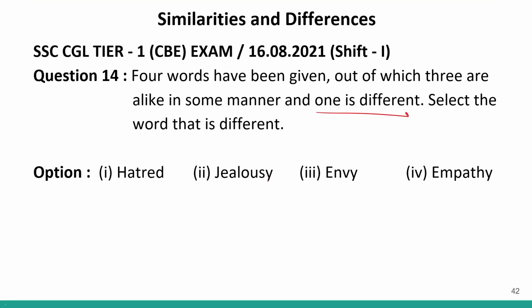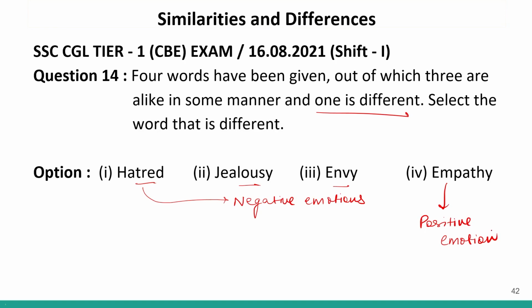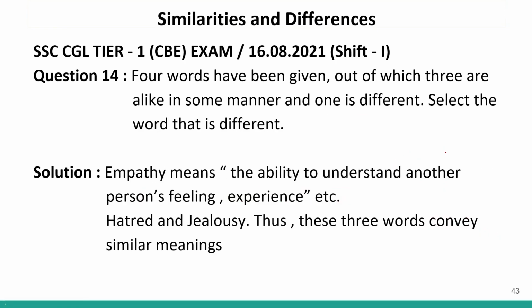Okay. Now, 4 words are given that are alike in one manner and one is different, and we have to find it out. So hatred, jealousy, envy and empathy. So if you know, hatred, jealousy, envy, all these three emotions are negative emotions, right? These are negative emotions. Only empathy, that means sympathizing with someone, is a positive emotion. So only empathy is a positive emotion. Hence, the word that is different will be empathy.